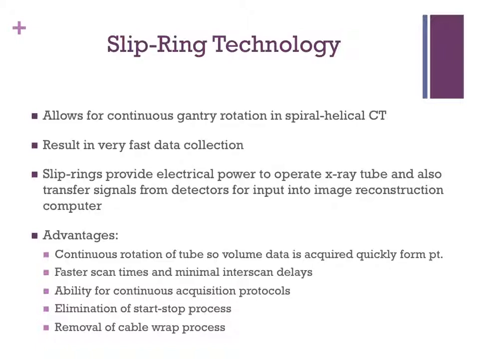The major advantage of this type of technology is that it facilitates continuous rotation of the tube so that the volume data can be acquired quickly from the patient. And as the tube rotates continuously, the patient is translated continuously through the gantry, which results in scanning in a spiral geometry. Other advantages of this type of technology include faster scan times and minimal interscan delays, the capacity for continuous acquisition protocols, the elimination of the start-stop process, which is characteristic of regular scanners, and the removal of the cable wraparound process.